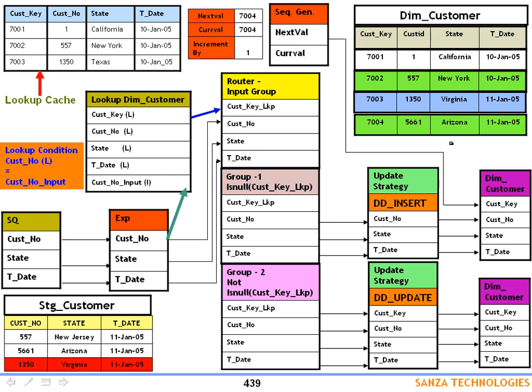Now your dimension table contains only the current data. This type of dimension table is called SCD type 1.